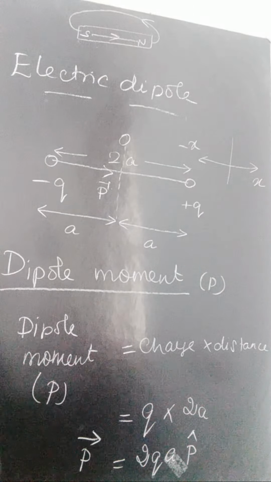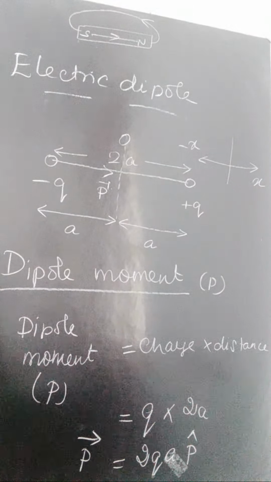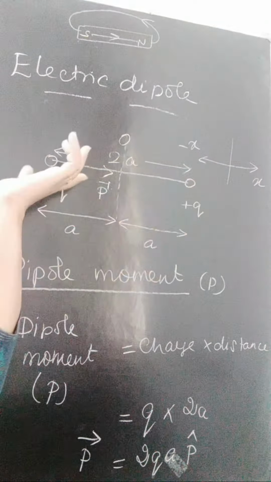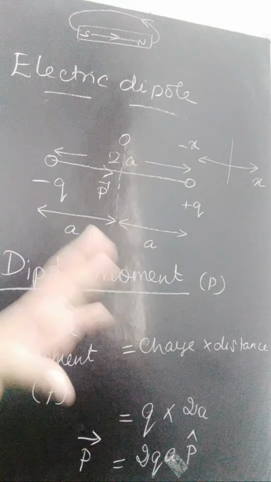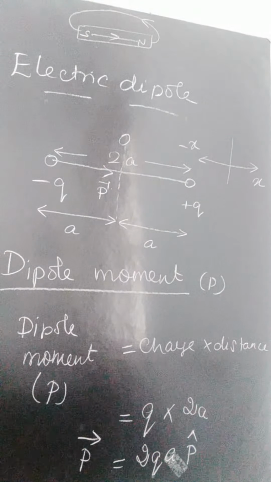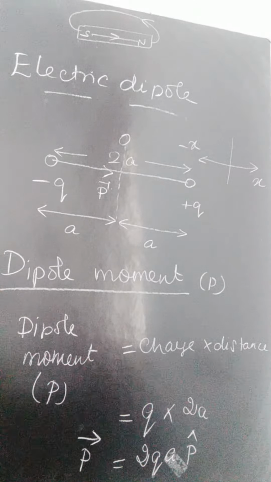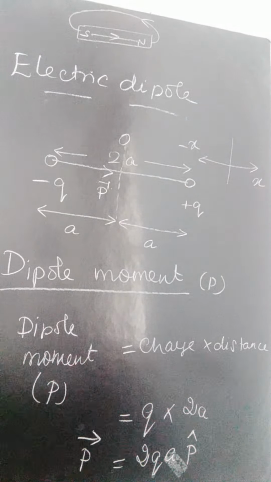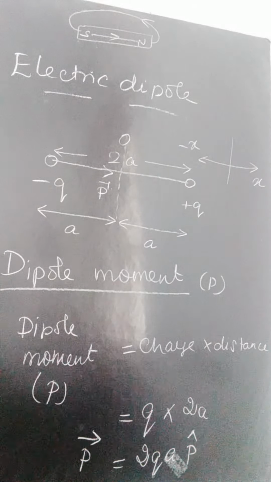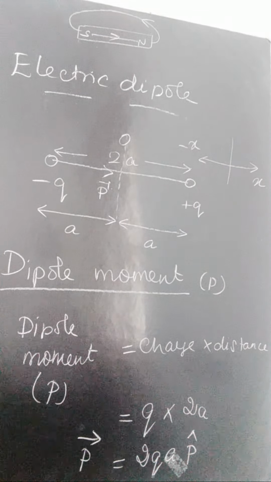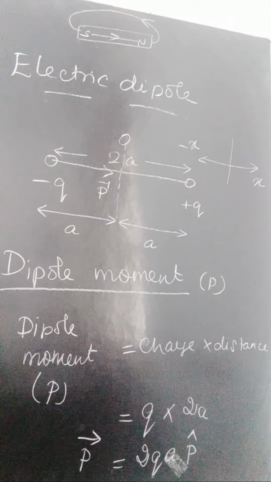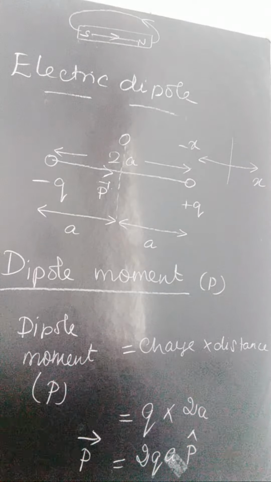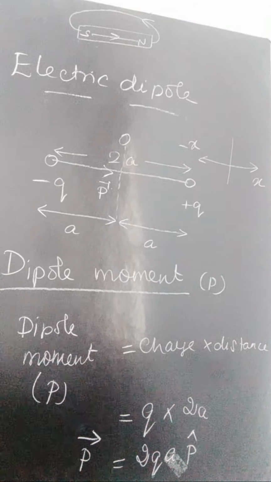Actually, we should not mention q and minus q, 2a and all, whenever we define. Here they have given us minus q, plus q, 2a. But in the general definition of a dipole, it is two equal and opposite charges separated by a small distance. In the book they have given it like that, you can follow the same, but the general definition is two equal and opposite charges separated by a small distance. That is what a dipole is.